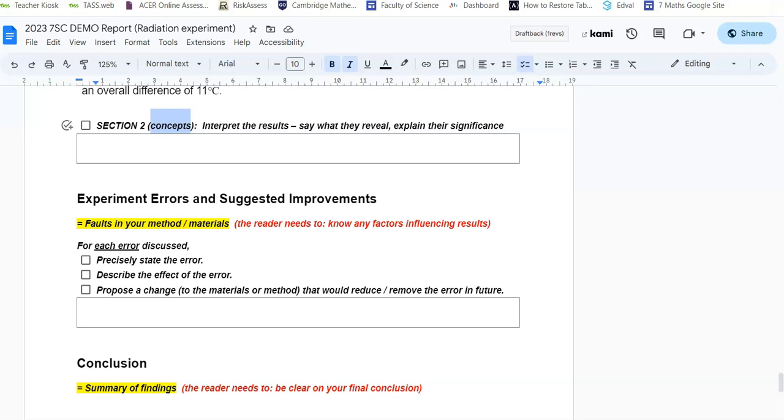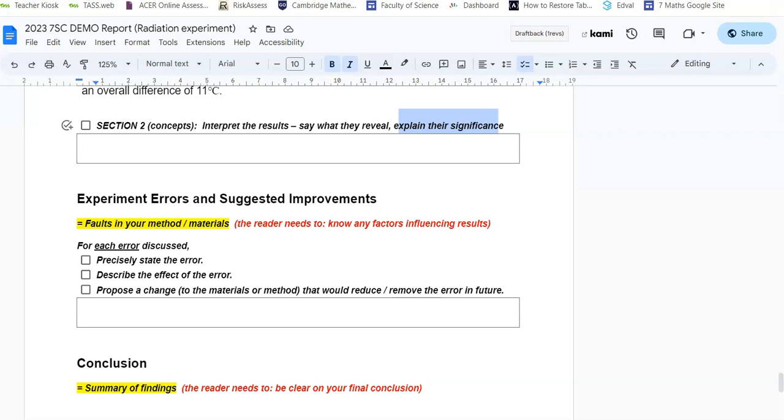Because in this section you must interpret the results, so say what they reveal in terms of the research question. And this research question was about the black or white surfaces and how they absorb heat. And explain why the results are significant. In other words, where does it have relevance in the real world?